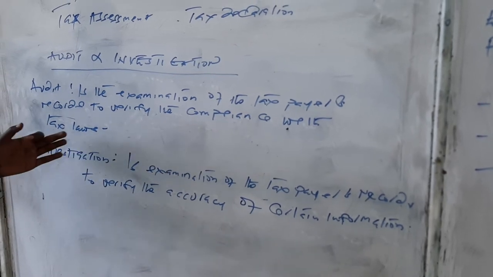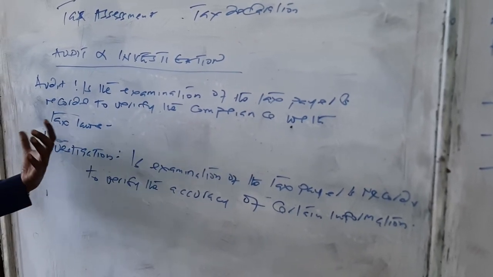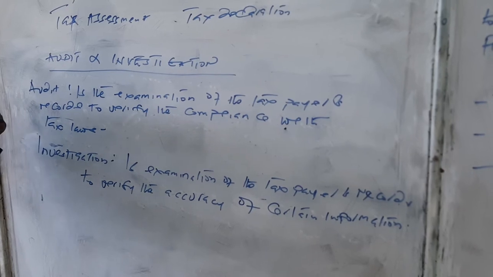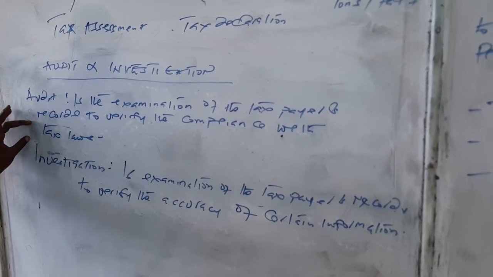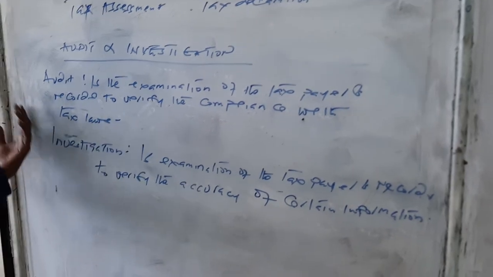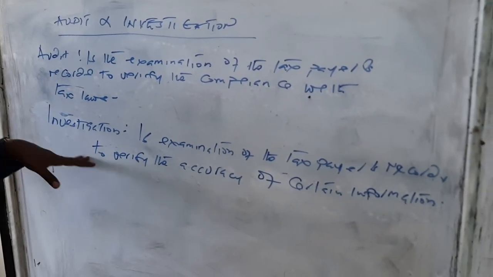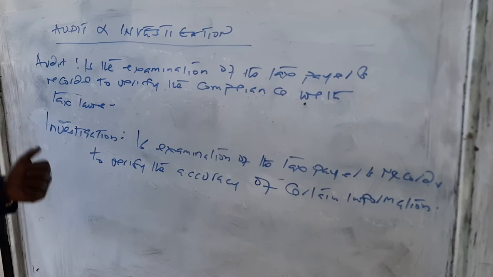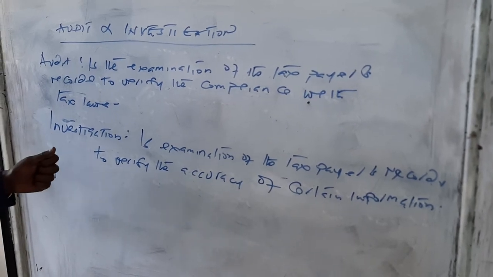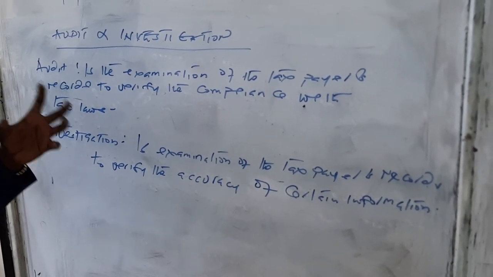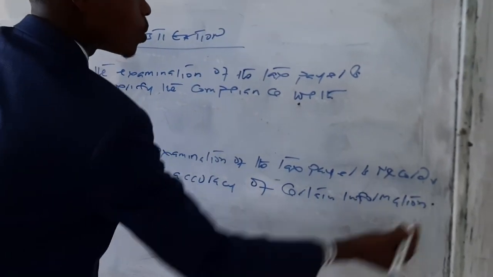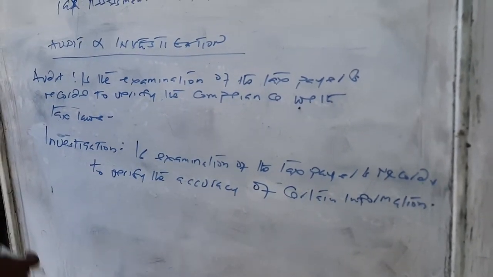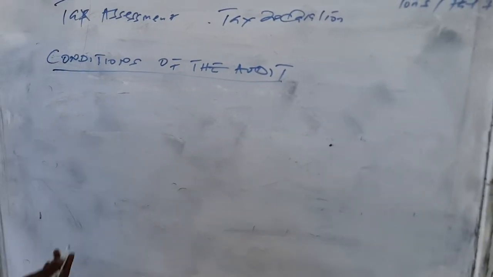Here we examine the compliance with the tax laws. We examine the books of accounts to verify the compliance with tax laws and international accounting standards, of course. And here in investigation, we only examine the books of accounts for the purpose of verifying the accuracy of that kind of information or financial information of the company. So those are the explanations. Conditions of the audit here.